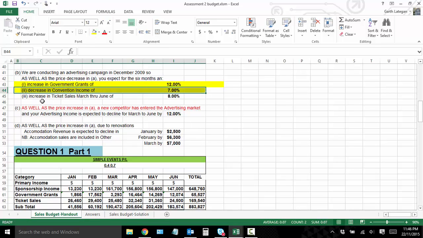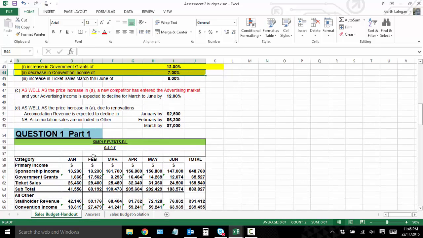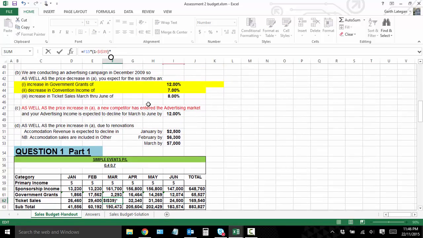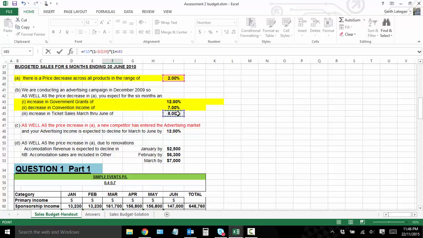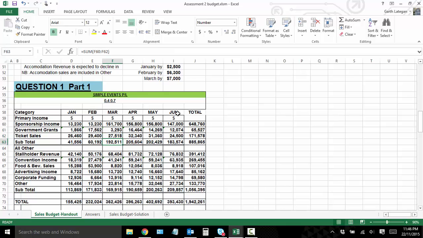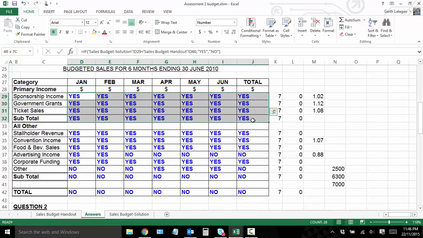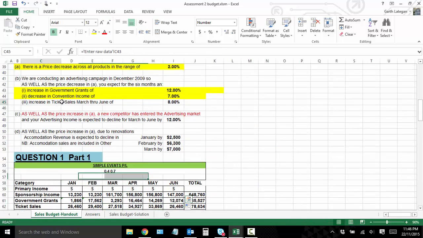Now we go to the increase in ticket sales March through to June. So we've got ticket sales. That one's fine, that one's fine. March there. So it's times, and the increase is 1 plus, open brackets, 1 plus 8%. F4. Enter. And copy that across. If unsure, go to my answers. I've got some positive yeses there. So we'll keep going. Ticket sales is done.